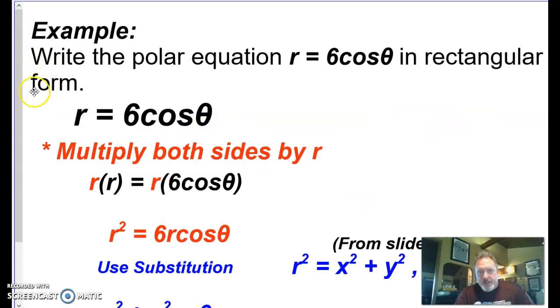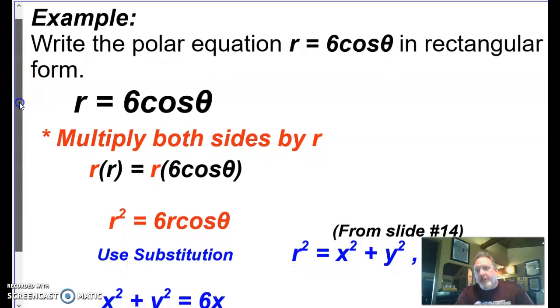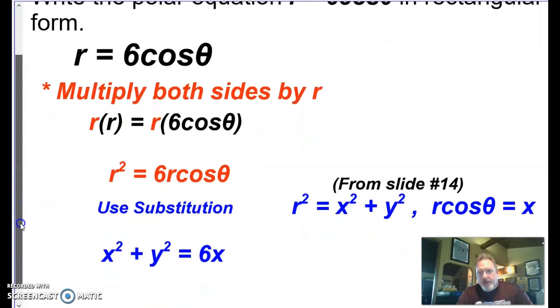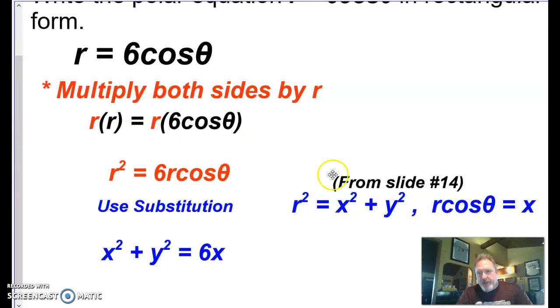All right, it's going to be r equals 6 cosine theta, and we want to write that in rectangular form. So I kind of gave you the hint here. We're going to multiply both sides by r, which we can do, because whatever we do to one side, we can do to the other. That'll give me r squared on the left side and 6r cosine theta on the right. And from slide 14, what do we know? We know that r cosine theta is x, and we know that r squared is x squared plus y squared. So we can substitute here. This is x squared plus y squared, and this is 6x.